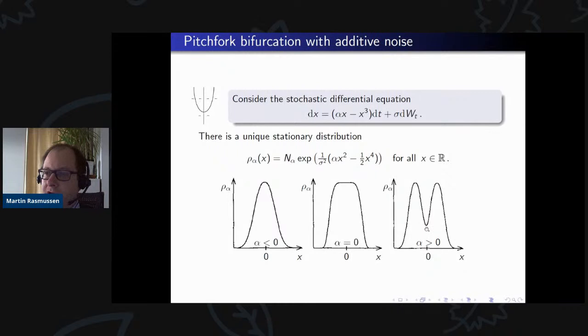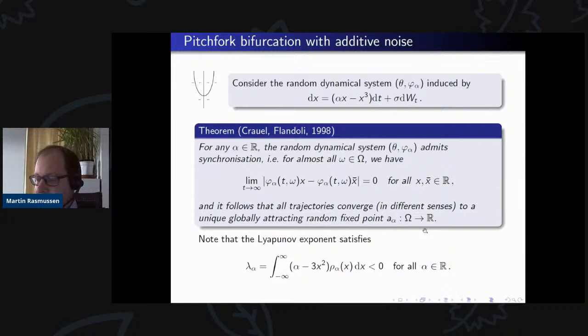And so what is the dynamical picture? This question was answered by Hans Crauel and Franco Flandoli in 1998. They have shown that you also have synchronization for this pitchfork bifurcation. So this means in particular that when you fix the noise realization, for almost all noise realizations, and you take two different initial conditions, forward in time you converge to each other, and you also have a globally attracting random fixed point in this situation. So this is exactly the same as in the Hopf bifurcation when we have small shear. However, the proof, how they proved this, was completely different.